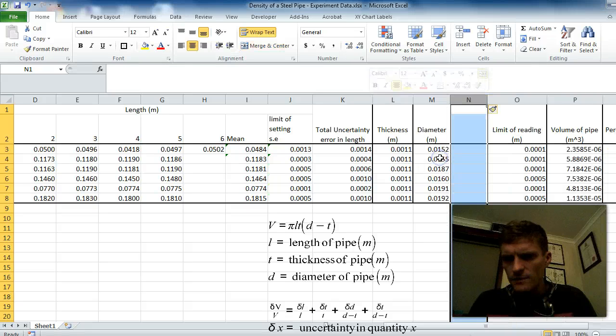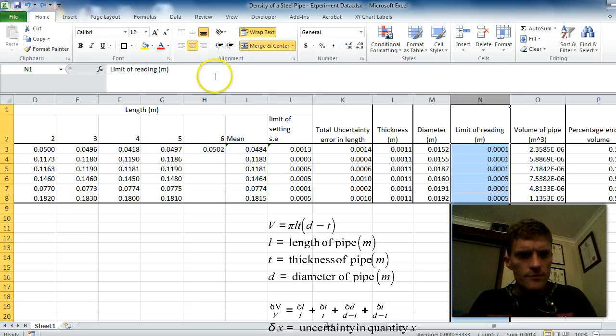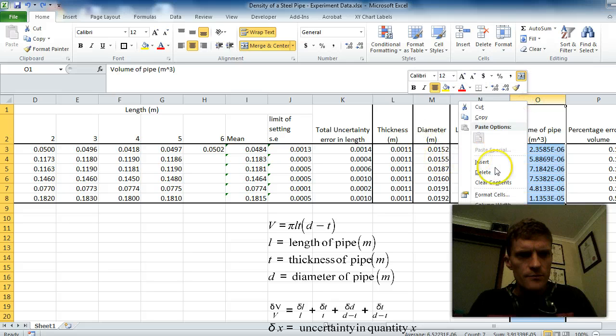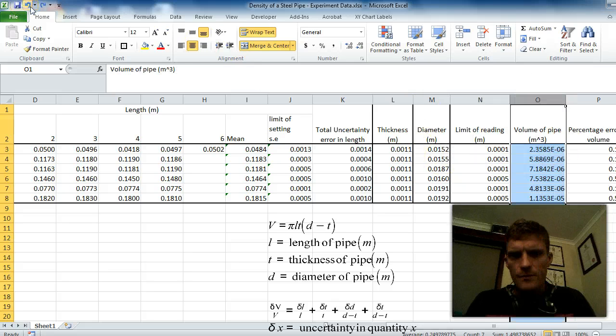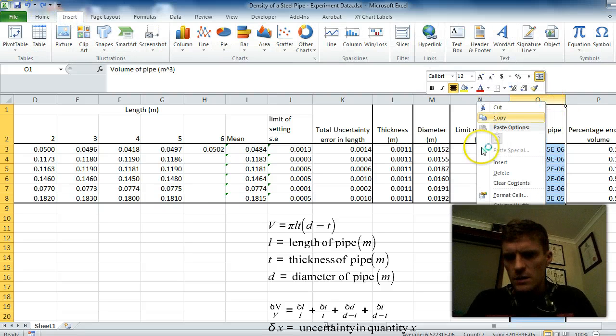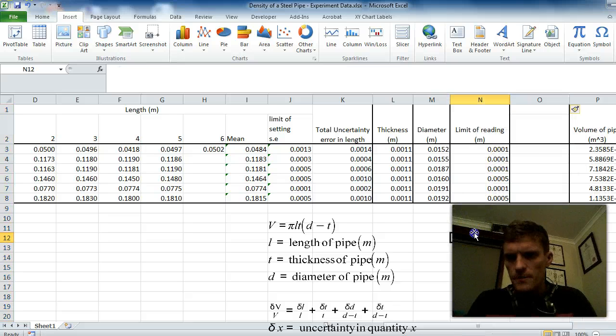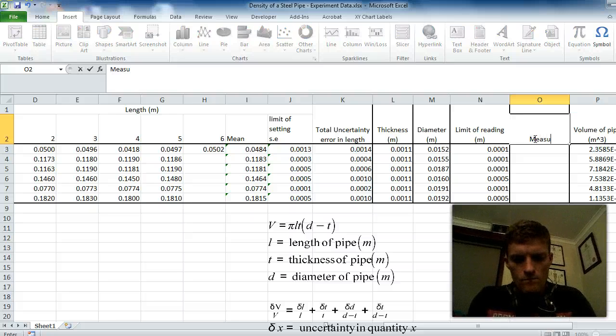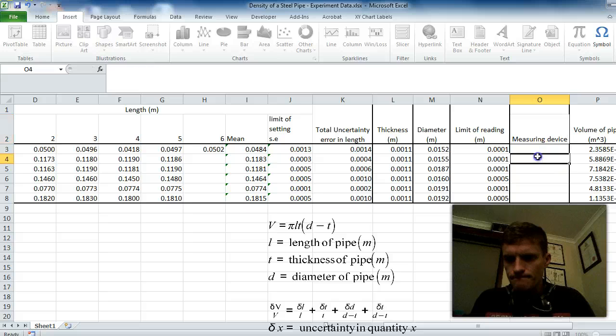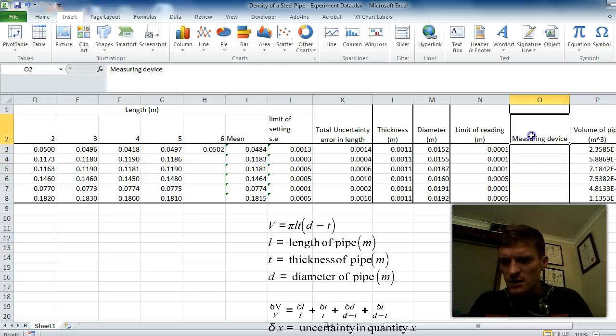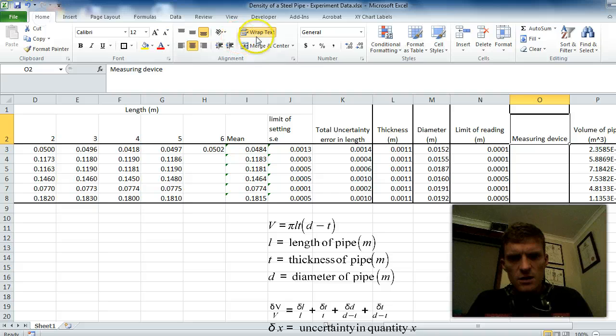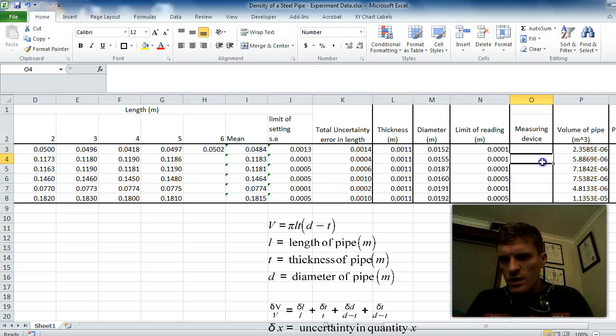So we're going to insert a column. Let's insert a column here. Insert. There we go. And here we'll describe the measuring device. Now, what measuring device did we use that gave us this limit of reading? It's quite a small amount.